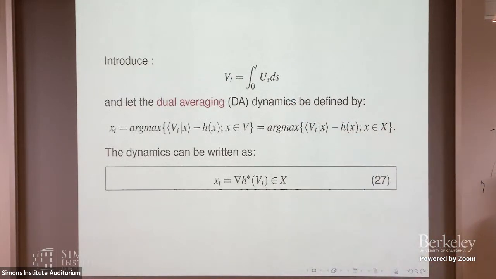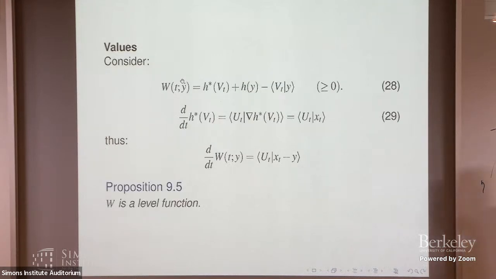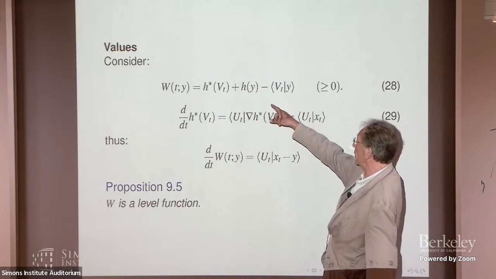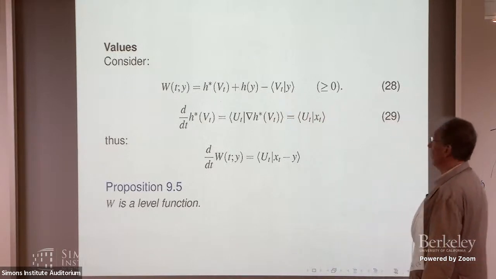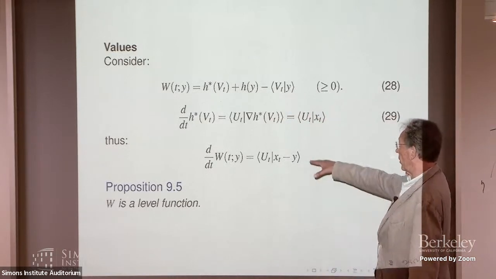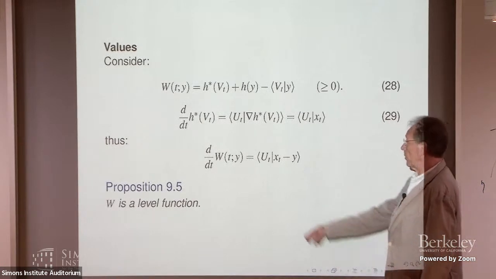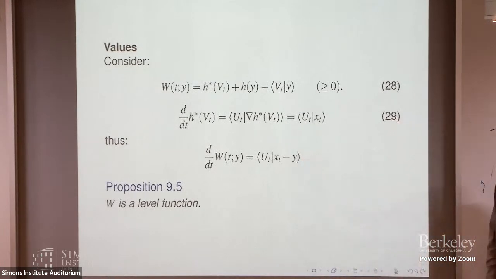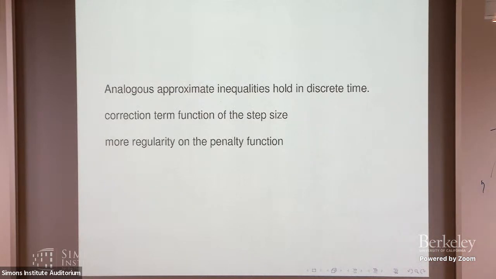Okay? And then you have that this W_t, which is h star of V_t plus h star, so it's a functional difference. Okay? Has this property. Okay, d_t of W is... so it's a level function. Okay, so again you have this property of the regret. So you have analogous property in discrete time, and you have a correction term, which is a function of the step size, and you have more regularity on the penalty function. You want the function not only to be strictly convex but strongly convex, but otherwise it's basically the same idea.